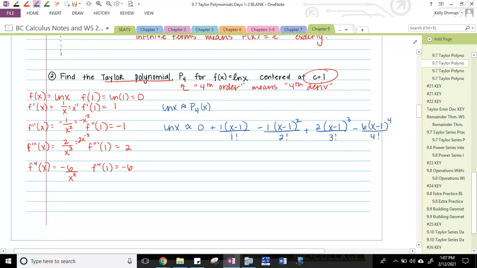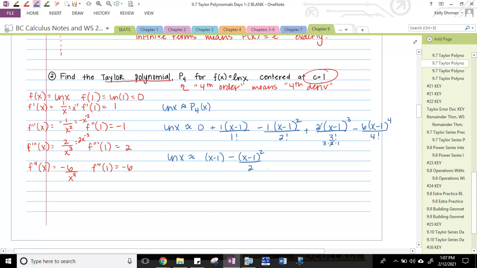I want to simplify things a little bit. Natural log x is really just, let's get rid of that 0. Let's not write the 1 factorial. So it's x minus 1. Don't need the 1 right there. Minus x minus 1 squared over 2 factorial is just 2. What about what's going on here? 2 over 3 factorial. Remember, 3 factorial is 3 times 2 times 1.